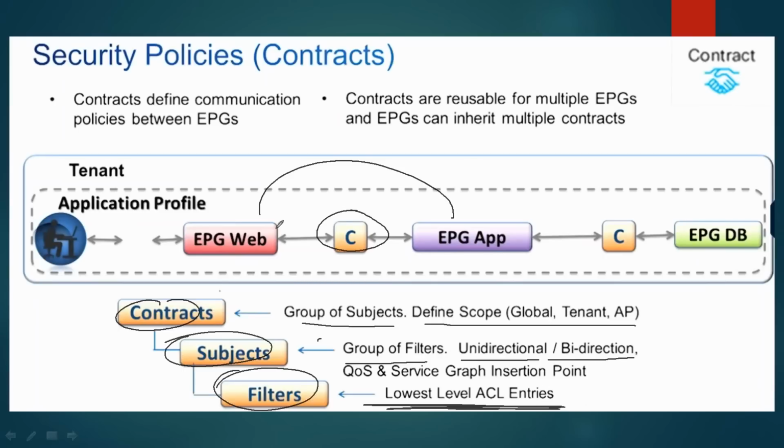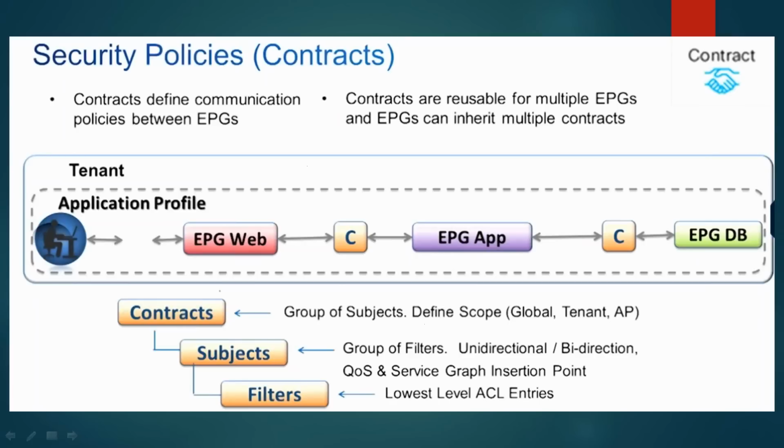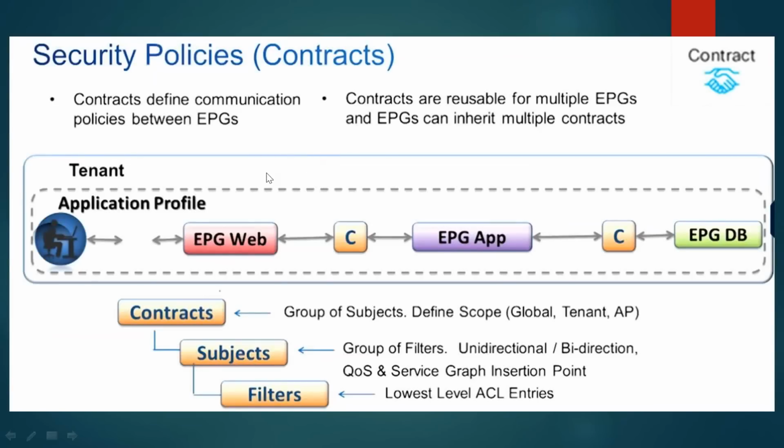Suppose you want to allow ICMP or HTTP port 80 or HTTP port 443, so you have to create the ACL lines and you have to define who is the provider and who is the consumer. For example, the provider is app, consumer is web. That relation you have to create along with your ACL entries. So that was the thing that we have discussed so far.